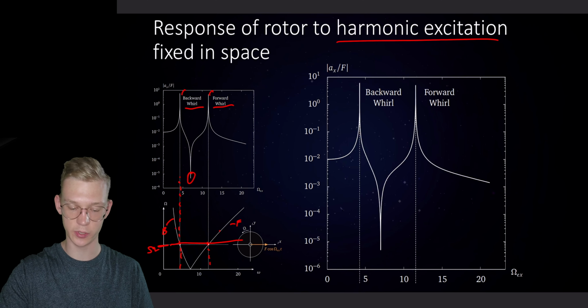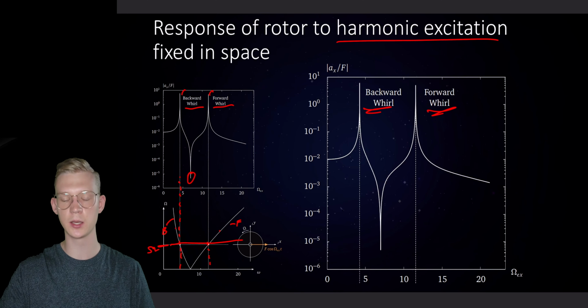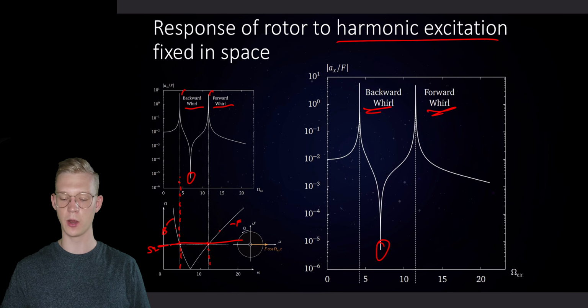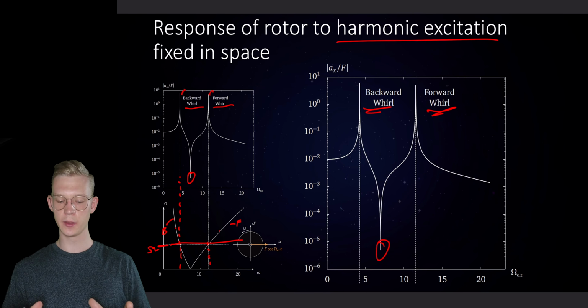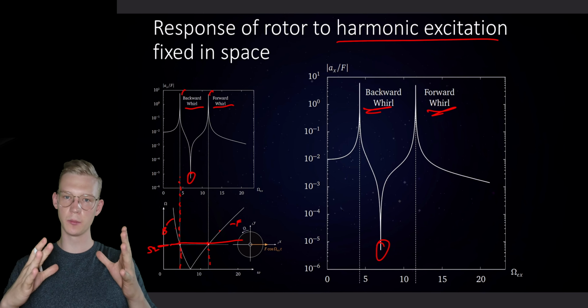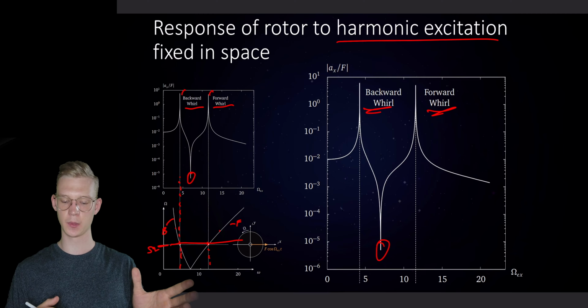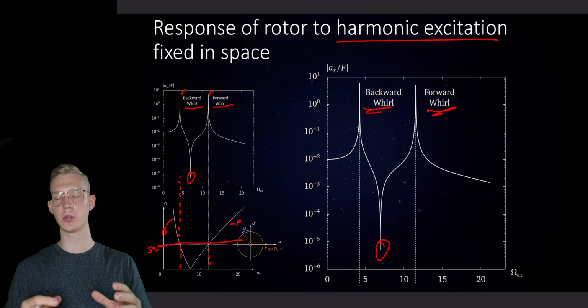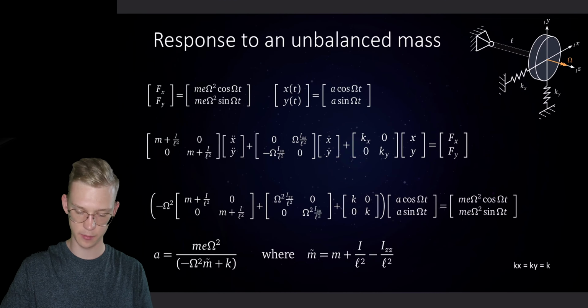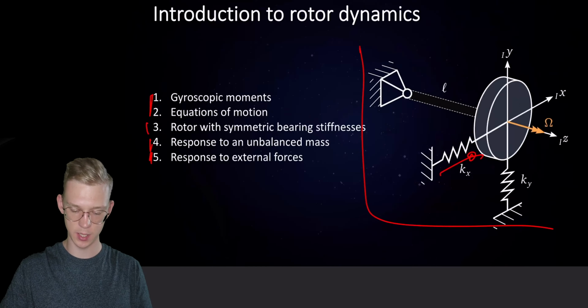Resonance is easy to understand. This amplitude goes to infinity and this amplitude also goes to infinity. But what is happening right here? How can a system that we're exciting in the x direction not move in the x direction? Well, this is because we have those gyroscopic moments. Let's look at them right at the beginning.